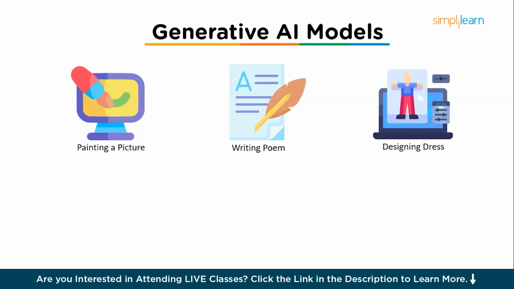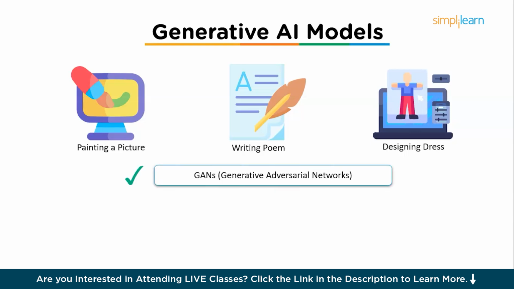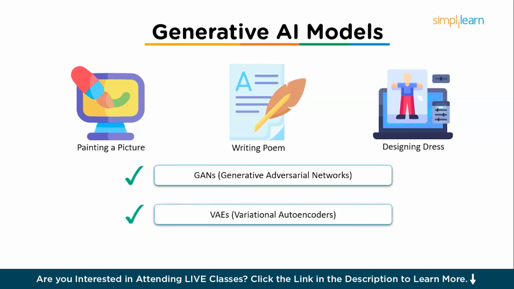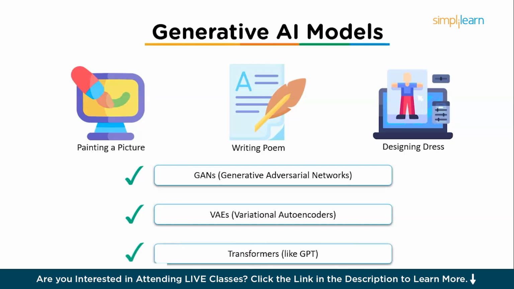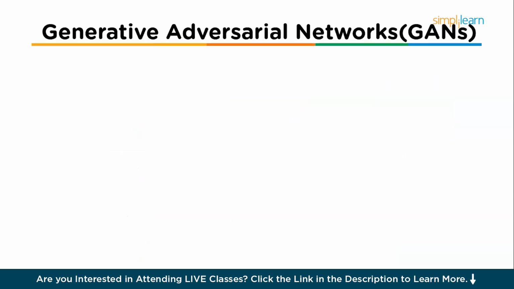The first one is GANs, that is the generative adversarial networks. Then the second one we have is VAEs, that is the variational autoencoders. And the third one, the final one, is transformers like the GPT. So let's understand this in detail. The first one is generative adversarial networks, GANs, the artist versus the critic game.